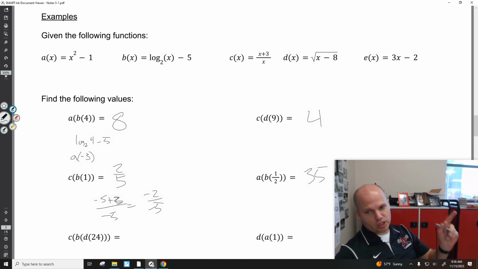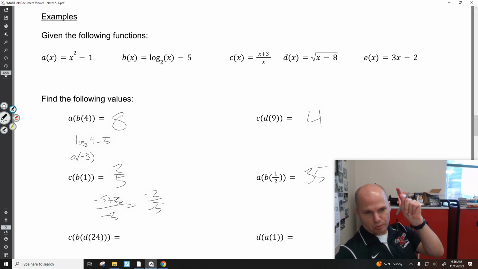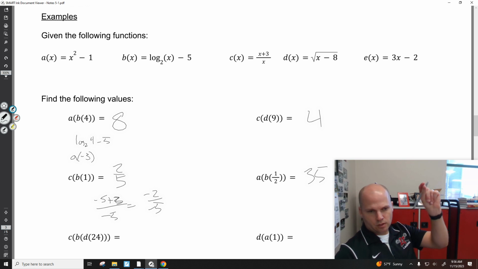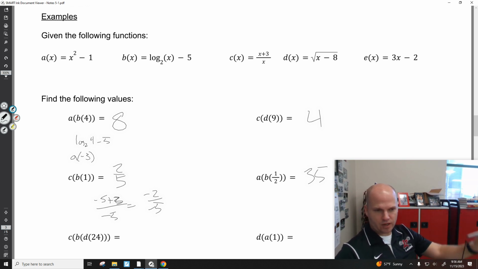We can compose 3 things. This is 3 different machines. Boom. D. We're going to take 24. Get it in D. Get an answer. Plug it into B. Get another answer. Plug that into C. Let's see what that looks like. D of 24.